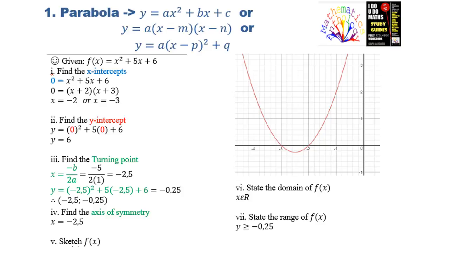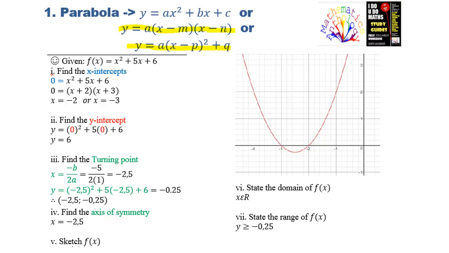You then have y is equal to a into x minus m into x minus n. Now this equation is used for when you want to find the equation of the parabola and you have the x-intercepts. If you have the x-intercepts, you use this equation. The next one is y is equal to a into x minus p all squared plus q. This equation you use when you have the turning point and you want to find the equation of the parabola.